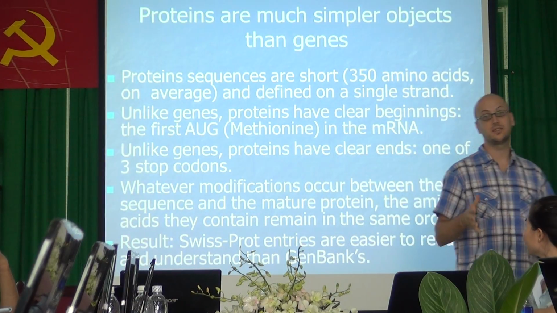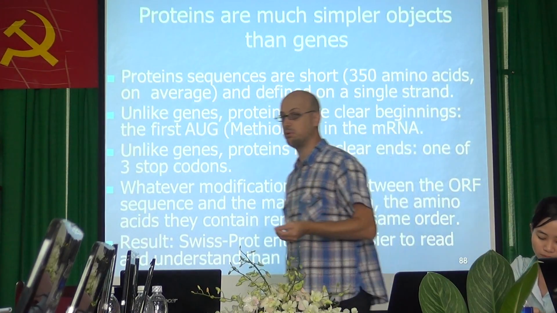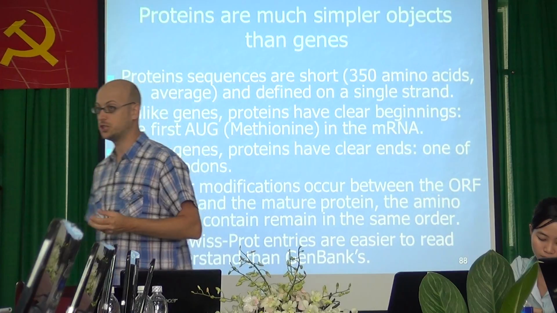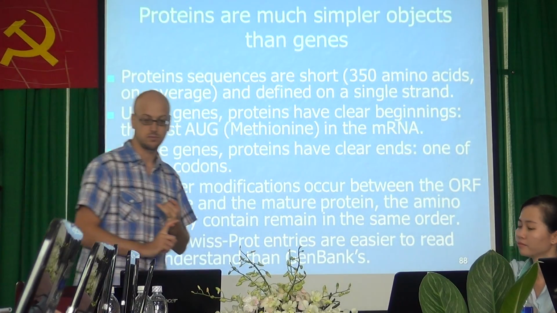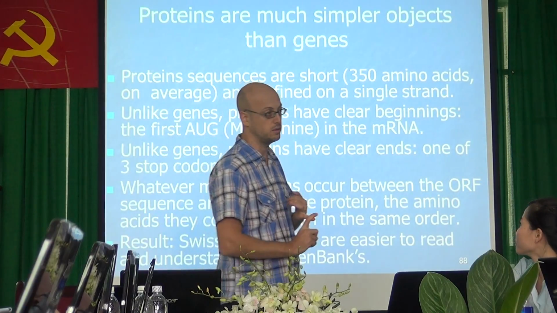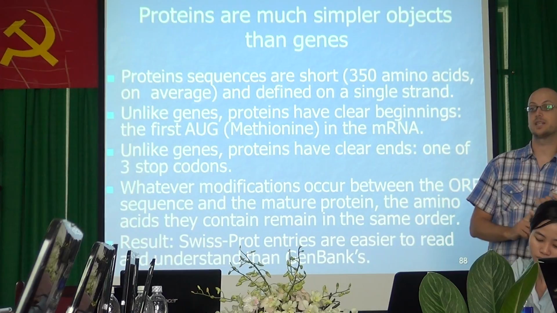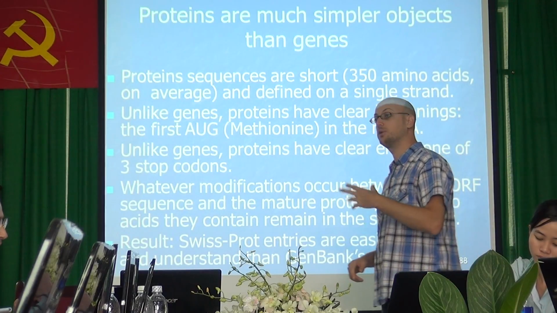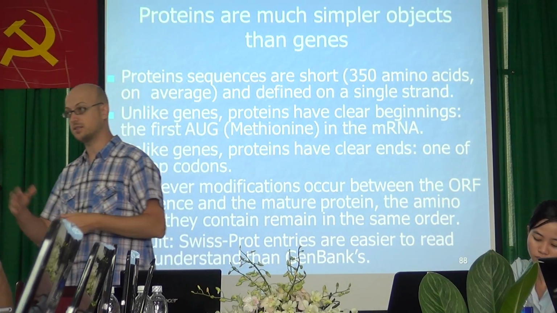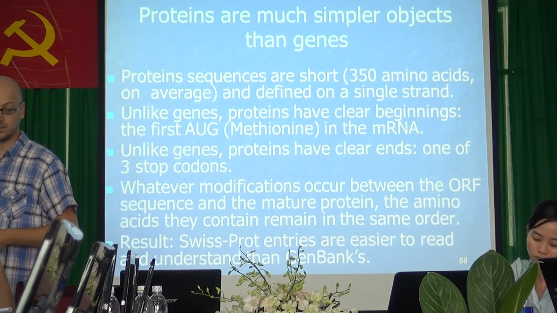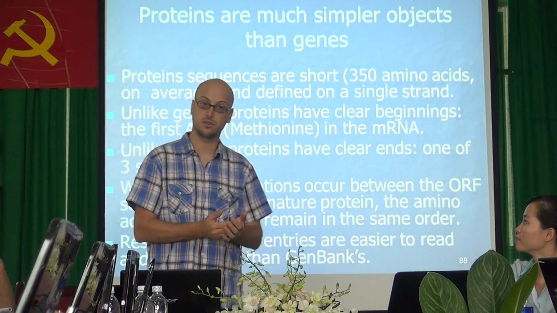Now, the nice thing about proteins is that they are much simpler than genes. They are short. The average bacterial protein can be between maybe 100 amino acids and 1,000 amino acids. So they are shorter than genes.